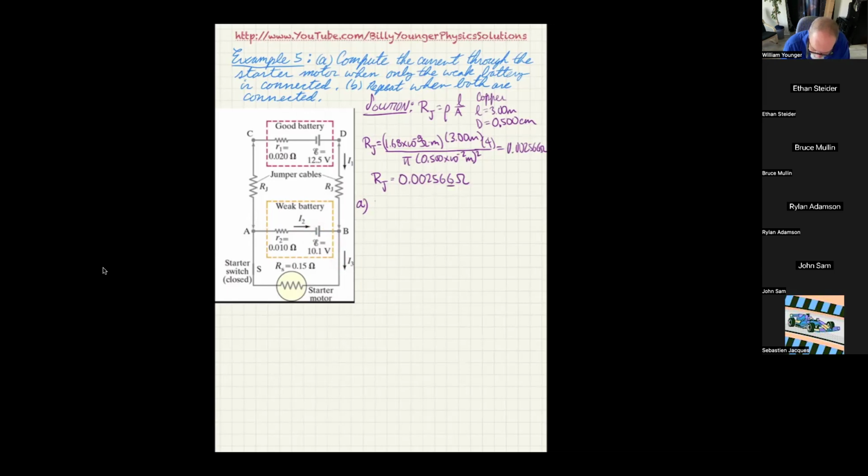So I'm going to say plus 10.1. And then I'm going to say minus 0.15 I3. Now I'm back up to R2, and I'm going the same direction as I2, so I'll say minus 0.010 I2. Now I'm back where I started from, so I'm going to say equals 0. Any questions on that?